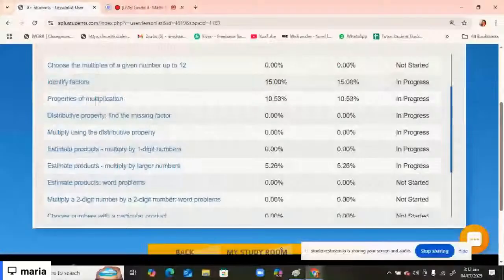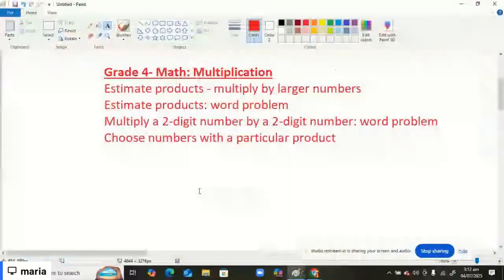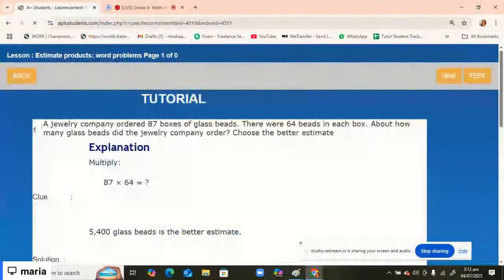Estimate the product's word problems. So estimate the product's word problem. Let's do it. Very well done, everyone. Now I'm going to write it and you guys tell me the answer. A jewelry company ordered 87 boxes of glass beads. There were 64 beads in each box. About how many glass beads did the jewelry company order? Choose the better estimate. So there is 87 and then it's 64.